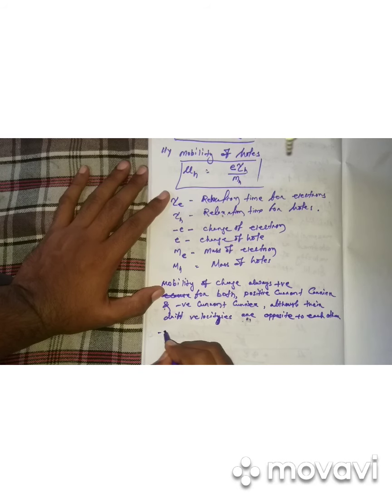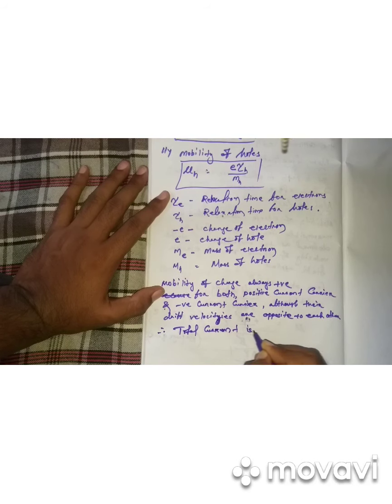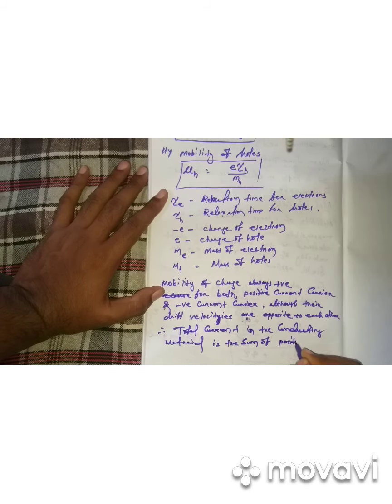Therefore, total current in the conducting material is the sum of positive current carrier and negative current carrier. Clear?